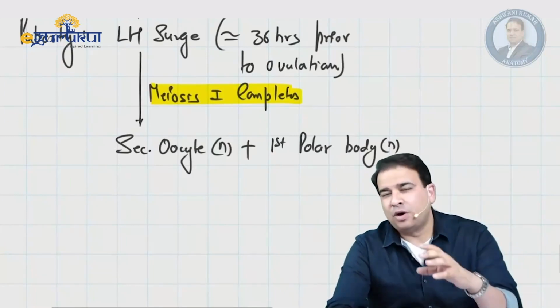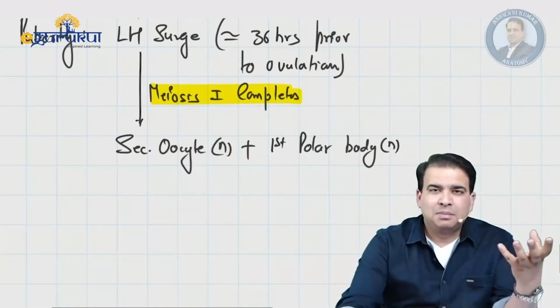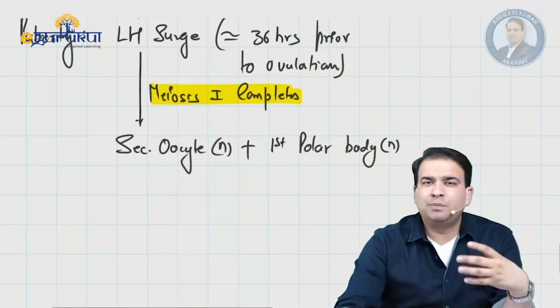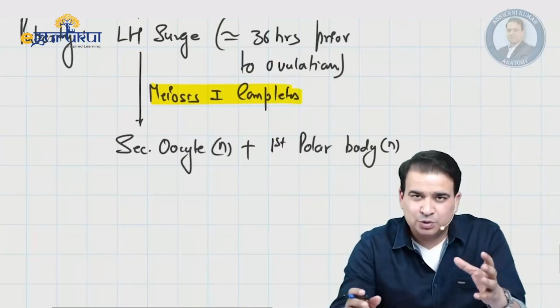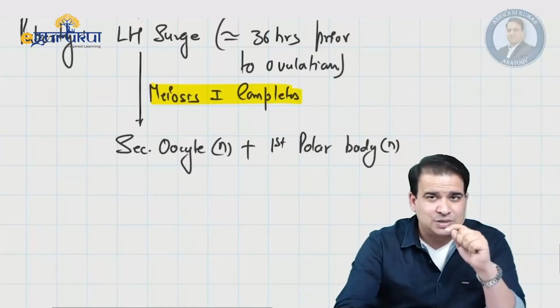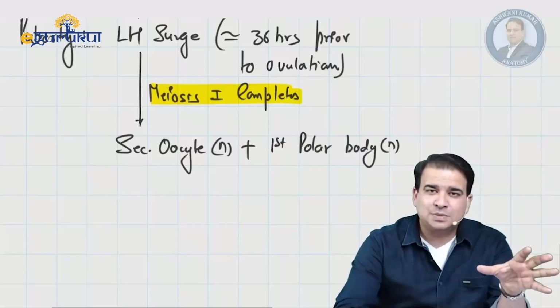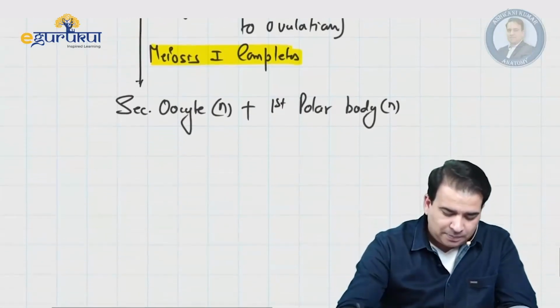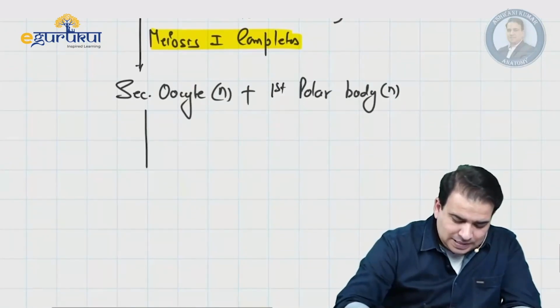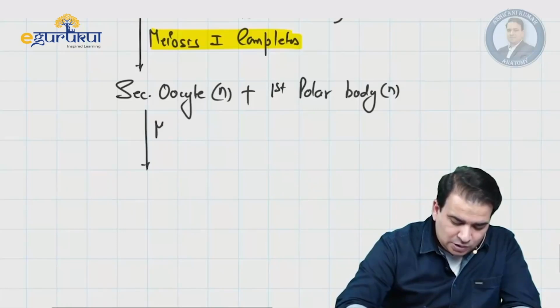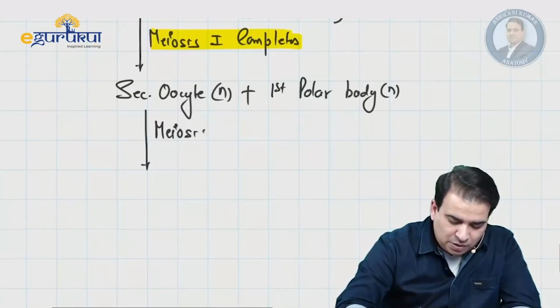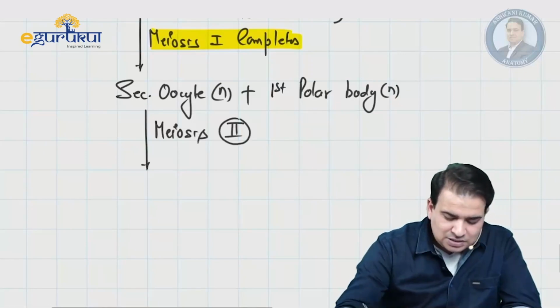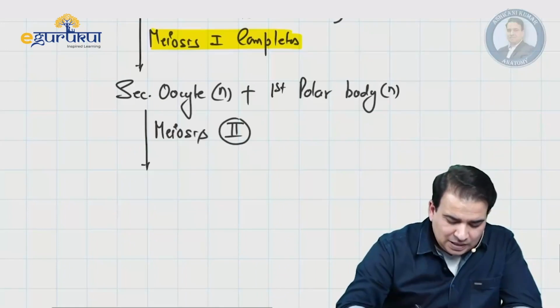Well, we know polar bodies have the same number of chromosomes, but minimal cytoplasm. So basically, the polar body is to get rid of the extra number of chromosomes. So the main thing here is the secondary oocyte, which has the maximum cytoplasm inside and almost nothing with the polar body. And this secondary oocyte also undergoes the process of meiosis 2. And once again, we know meiosis 2 is just like mitosis. But will this meiosis 2 complete? Again, the answer is no.